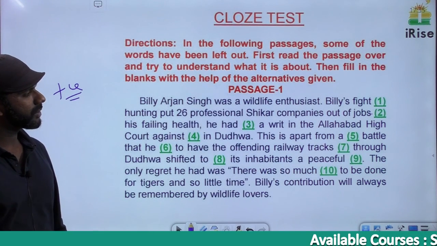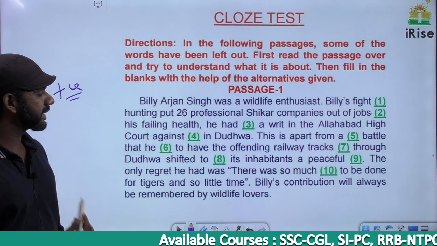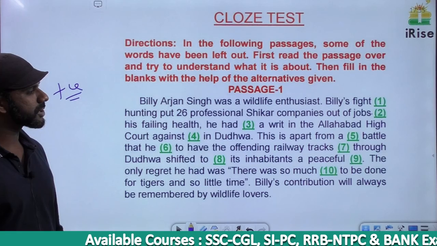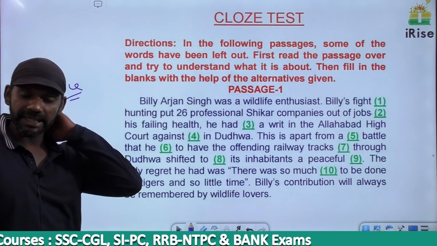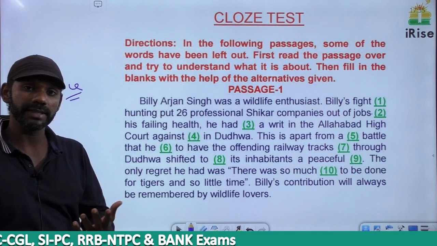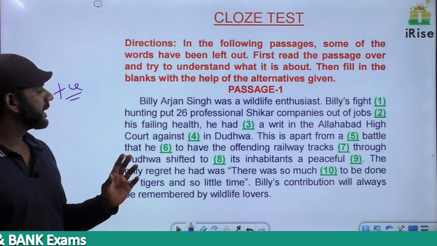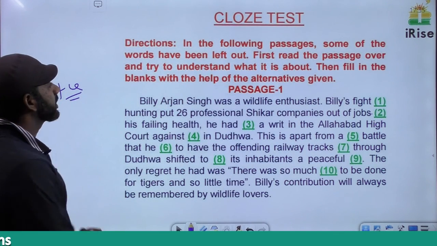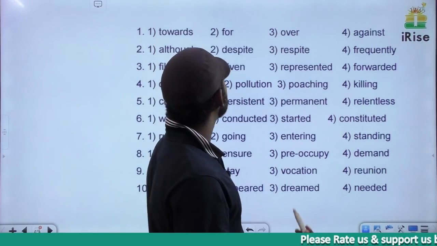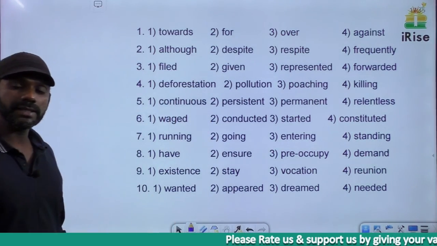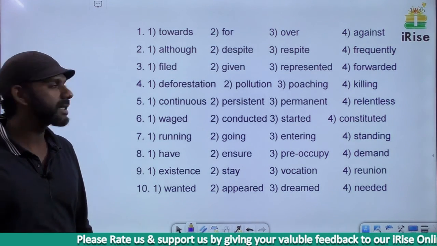Billy Arjun Singh was a wildlife enthusiast. Billy's fight dash hunting put 26 professional shikar companies out of jobs. According to the passage, is Billy Arjun Singh supporting hunting or opposing hunting? He is opposing hunting, right? He is against hunting. Billy's fight dash hunting, come to the options. Towards, for, over, against. Billy's fight towards hunting means he is supporting hunting. As per the passage, he is opposing hunting.